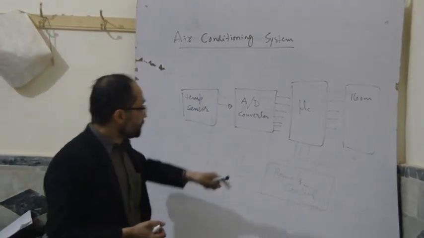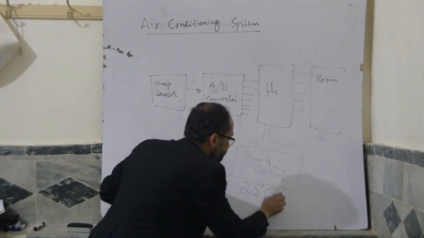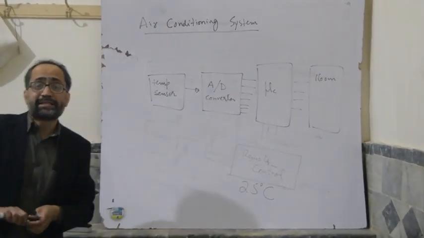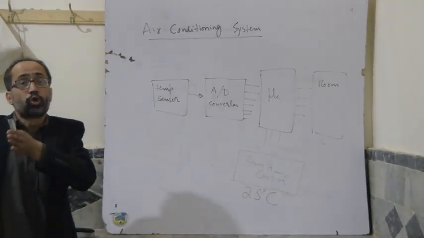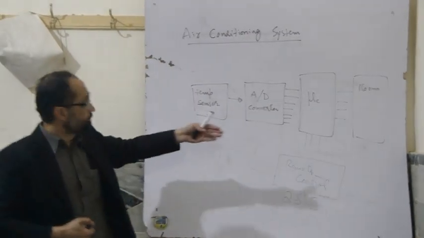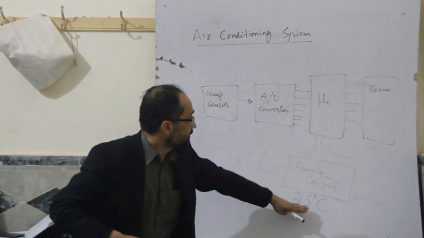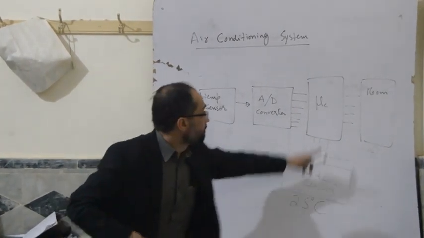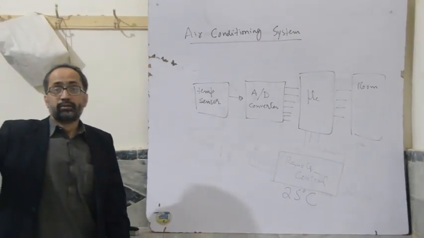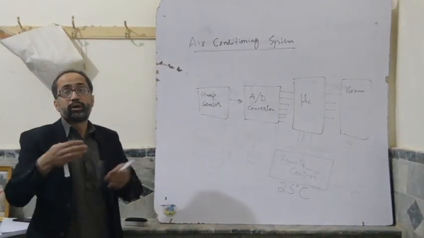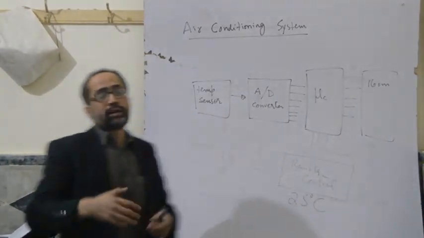Let's assume that we set the temperature to 25 degrees centigrade, and the AC is on for a very long duration, so it will make the room cooler. If the temperature falls below 25 degrees centigrade, the microcontroller will instruct the AC to turn off so that it maintains the temperature at a certain threshold.